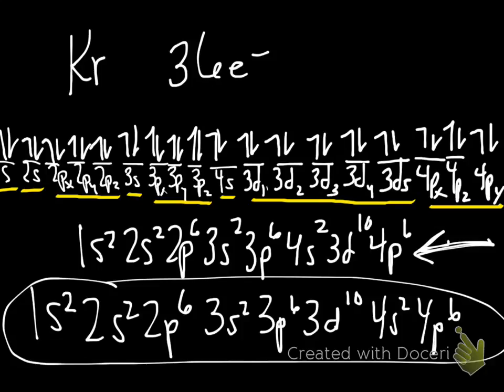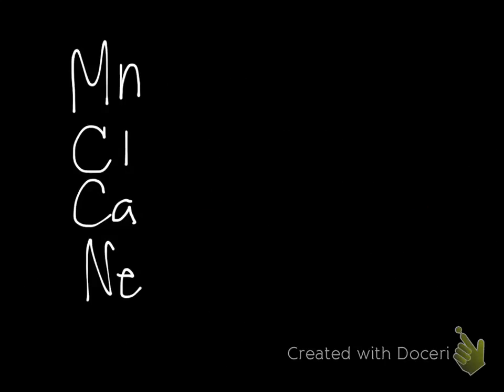Okay, let's do some practice on your own, and I'll spy on you. Go ahead and do the electron configuration notation for those 4, and I'll circulate and spy on you.